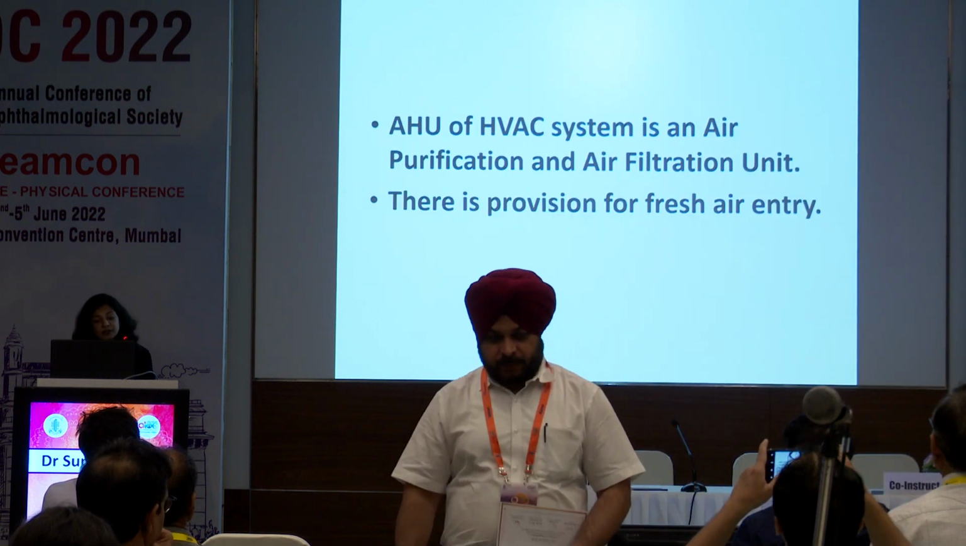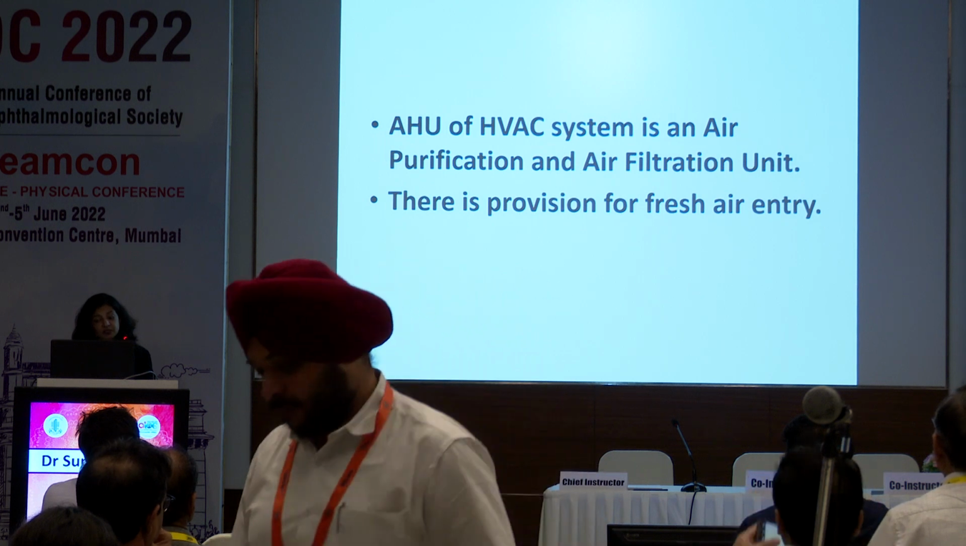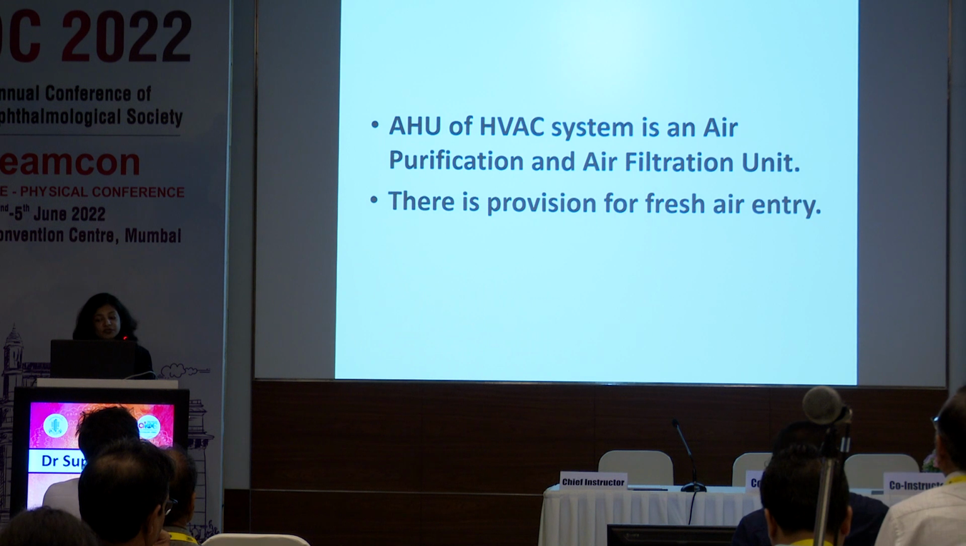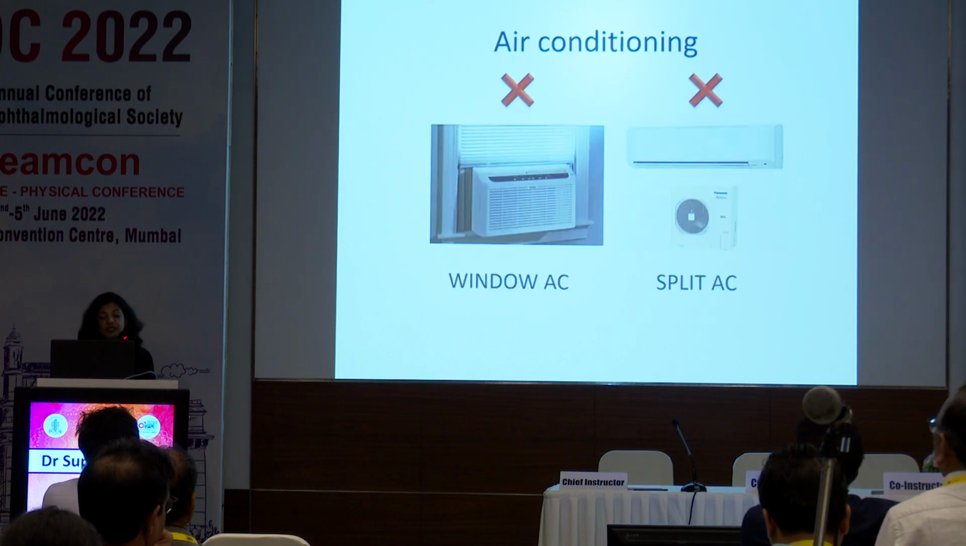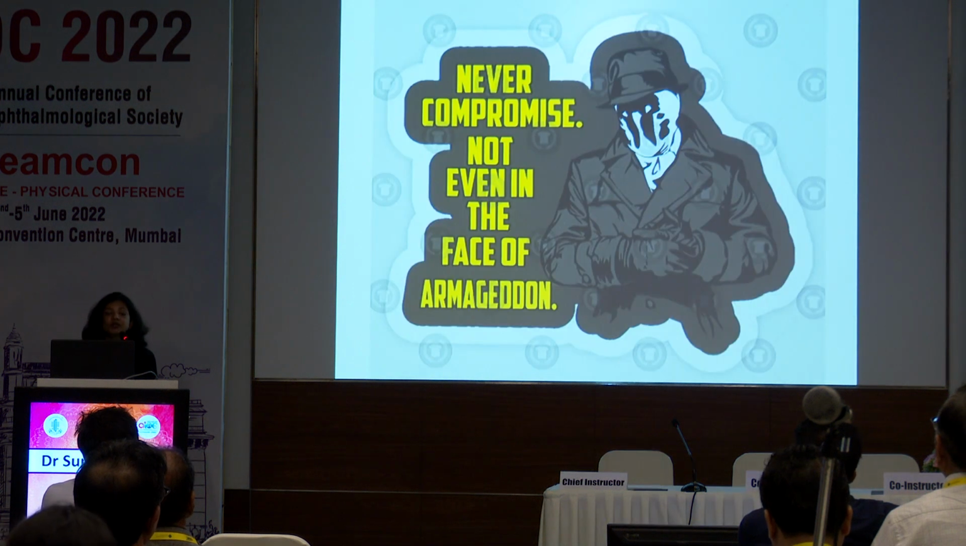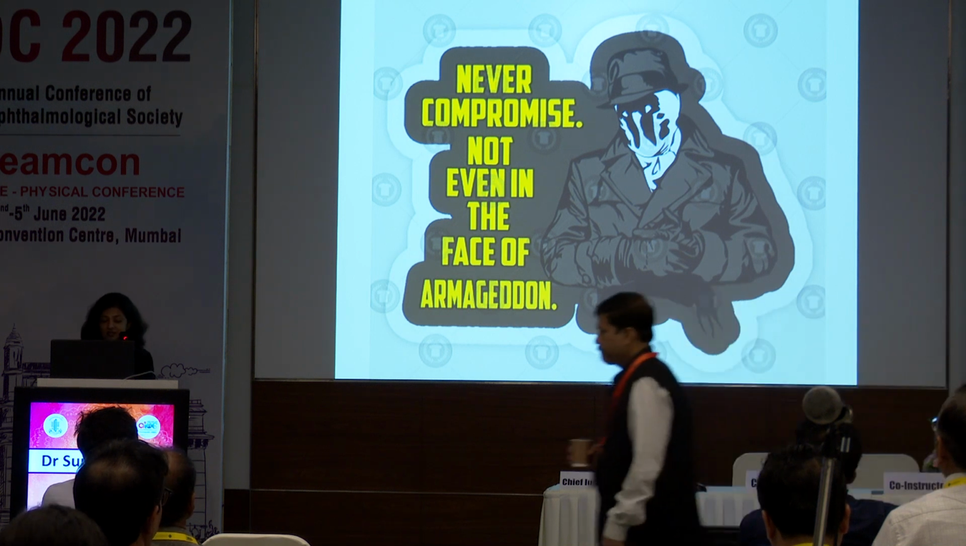The unique thing about AHU of HVAC is that it is both an air purification and air filtration unit, and there is a provision for fresh air entry, which is not feasible in window ACs and split ACs, as these are purely recirculating units and they have convenient pockets of microbial growth which cannot be sealed. So if there is a financial constraint, do not compromise on air ventilation system. It's better to cut down on other things.